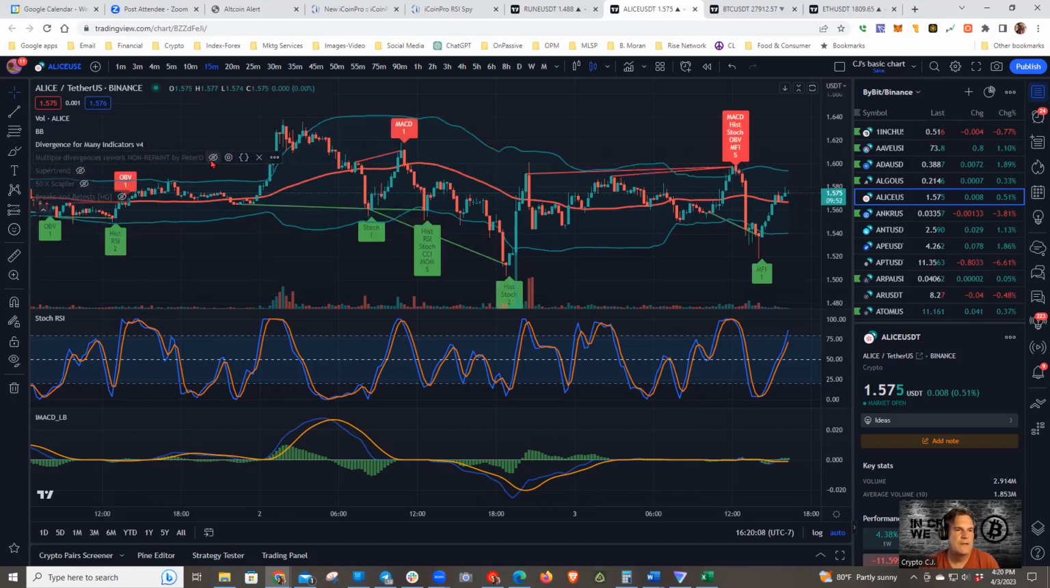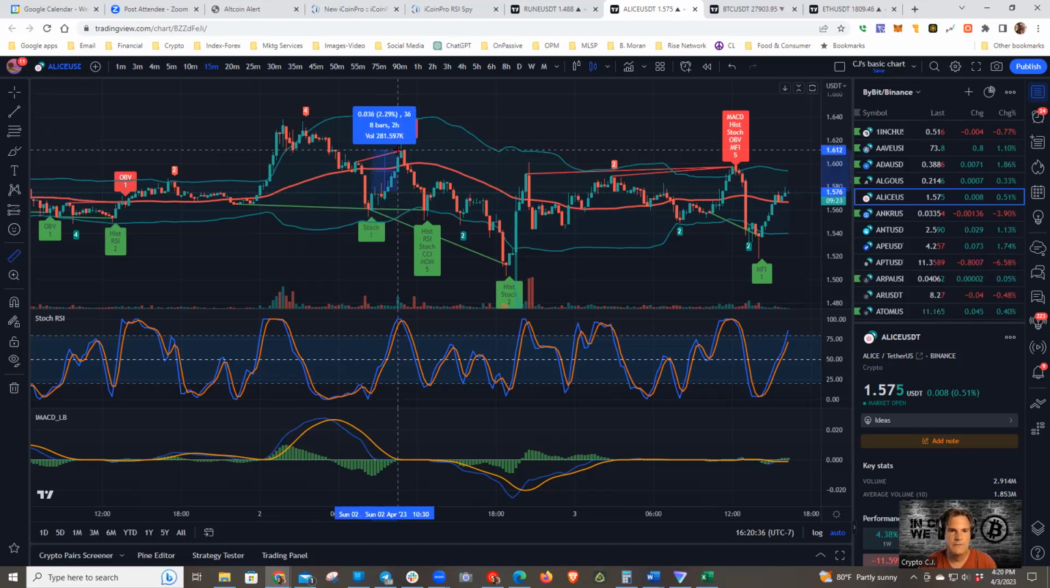And then what I've been using a little bit more than that lately is divergence. Divergence is a disagreement between the price action and the indicators. And I like this divergence for many indicators version 4. And divergence can have like a predictive capacity to it. It's what I like about it. It's contrarian trading too, so keep that in mind. As you can see, all these signals were really good on the long side.